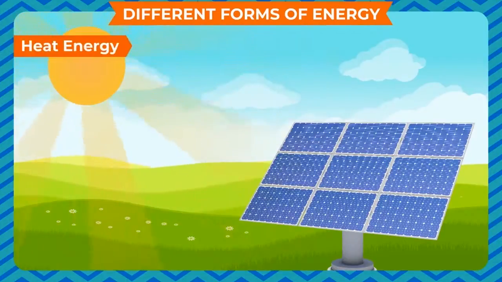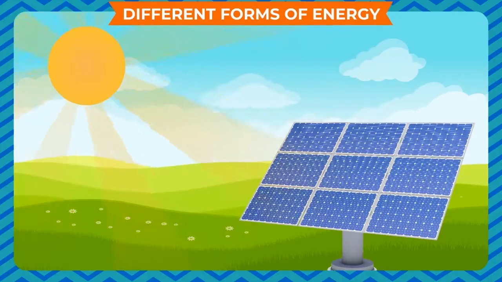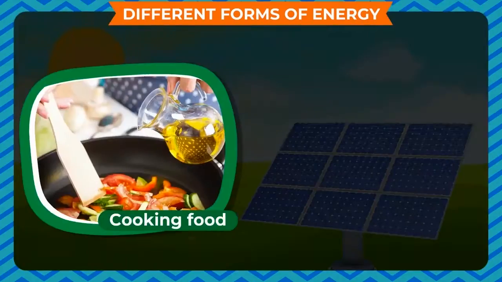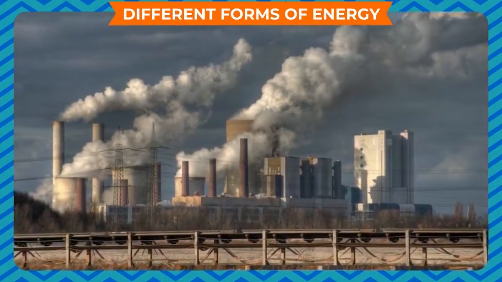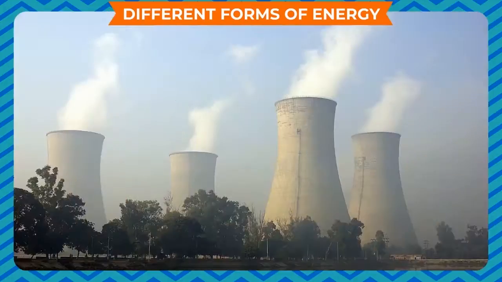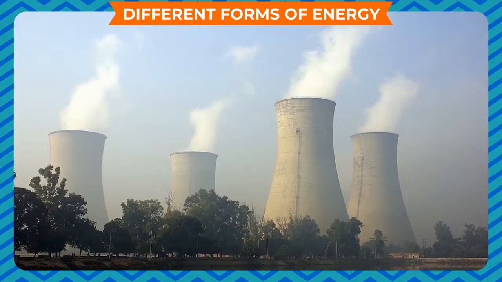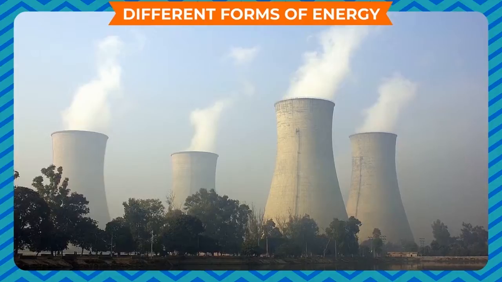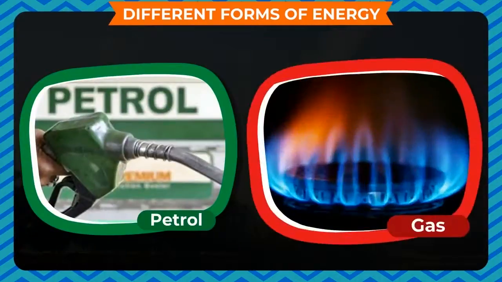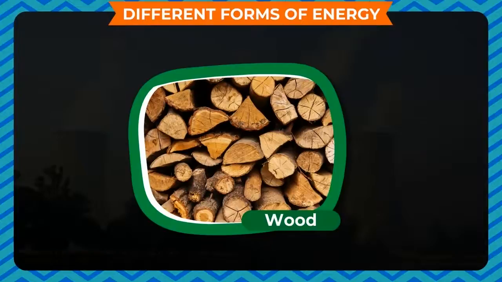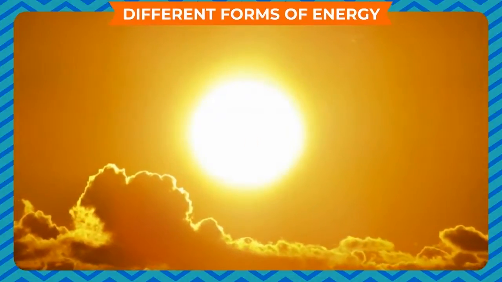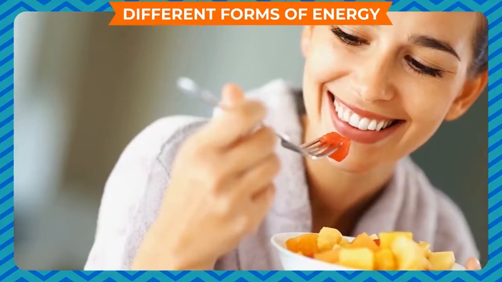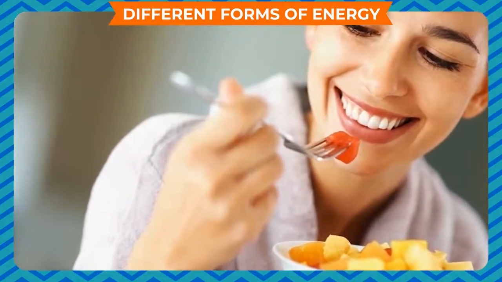Heat energy. This is a very essential form of energy which is used for cooking food and drying clothes. It is also used in factories for various purposes. Thermal power stations use it to produce electrical energy. Fuels such as petrol, gas, and wood are important sources of heat energy. The sun also gives us heat energy. Food that we eat burns inside our body and keeps us warm.